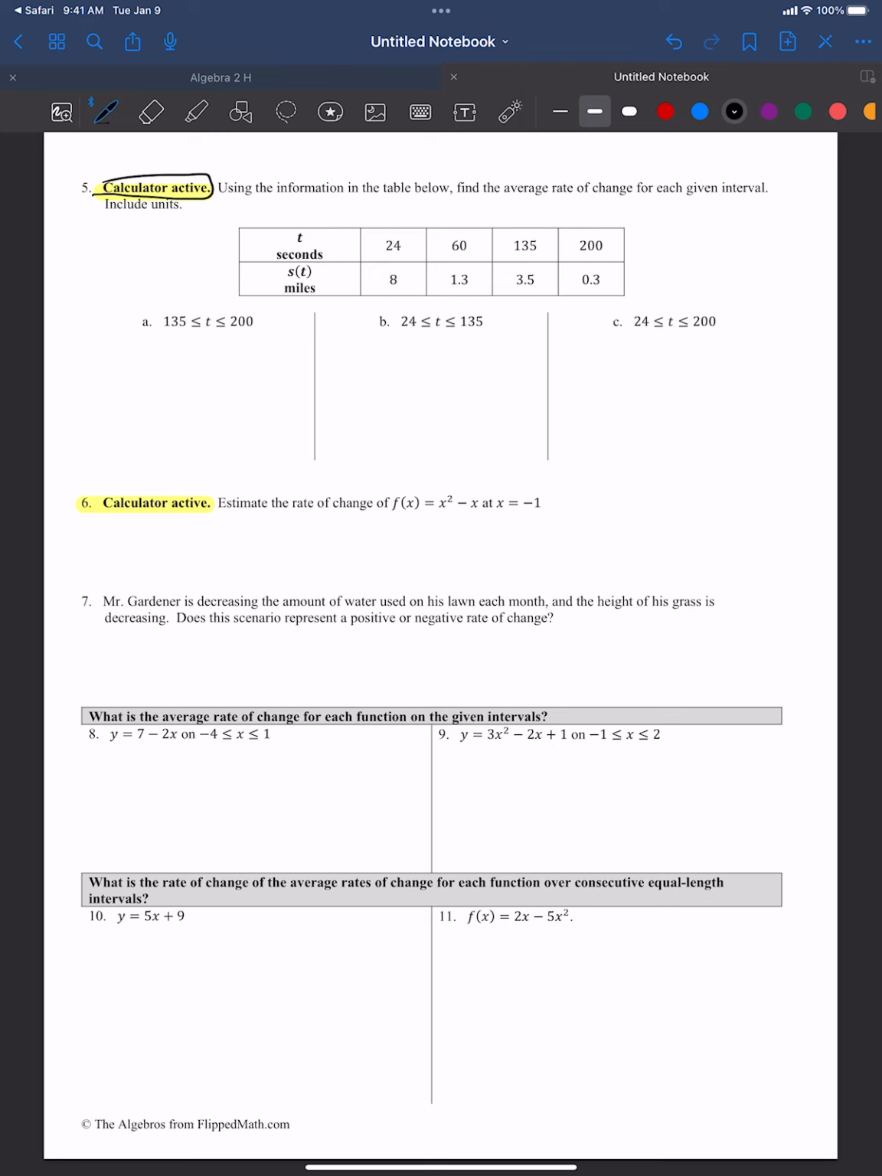So at 135, my y value is 3.5. And then at 200, it is 0.3. So I'm going to do 200 in the denominator, the 200 minus 135, meaning I'm going to have that 0.3 minus 3.5, which is going to give me about -0.049 miles per second.